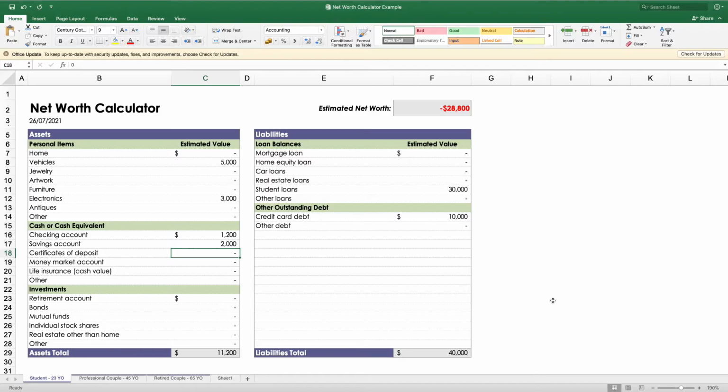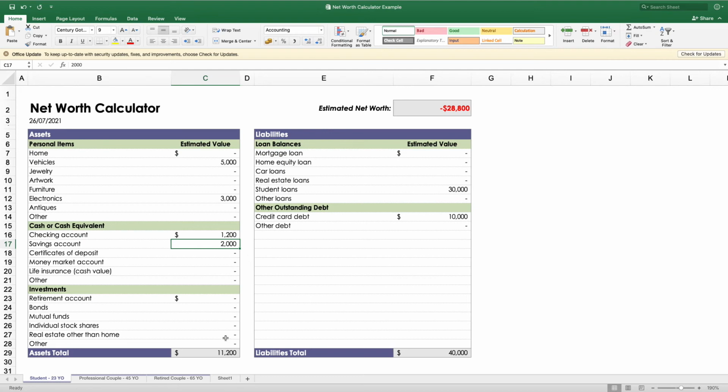Okay, so we can see here the calculator I downloaded from the Microsoft website. The first example we'll look at is a student. As we can see, we've got our assets on one side, our liabilities on the other side. The student obviously doesn't own their own home. They do have a vehicle, like a car, which is only worth $5,000. They do have some electronics. And here we've got a little bit of money in their checking account and savings account, which is just from a part-time job that they've been working.